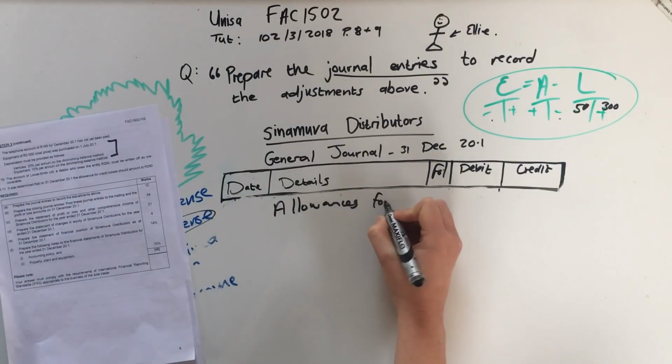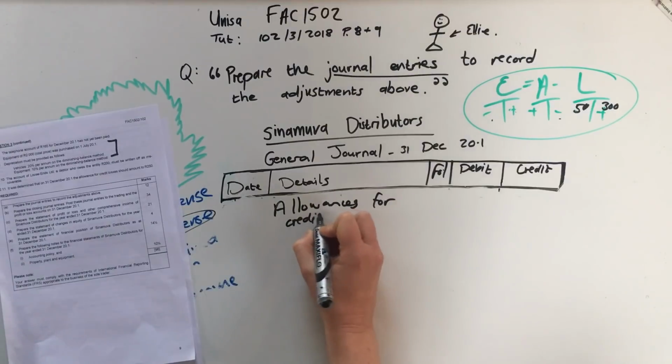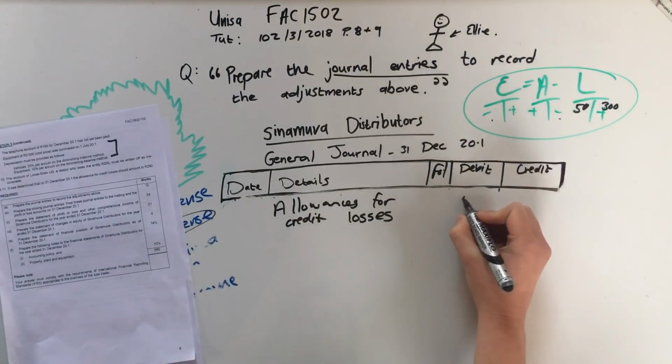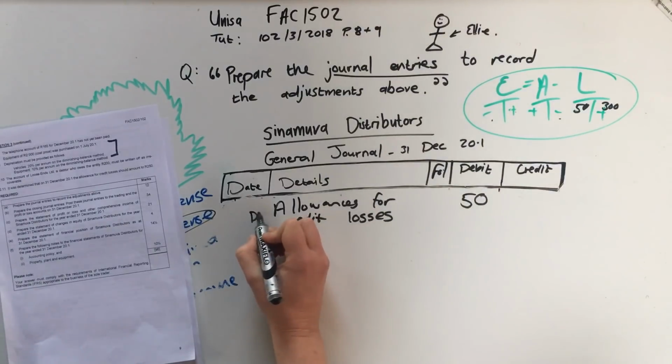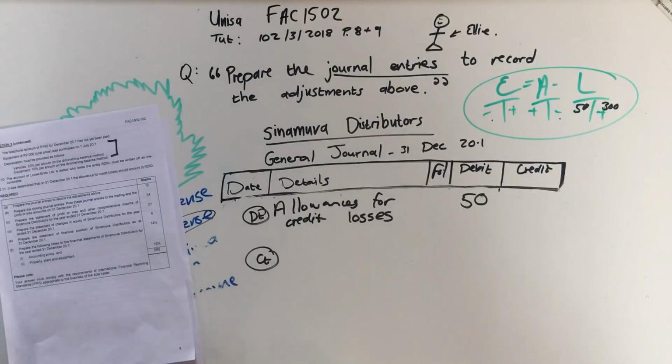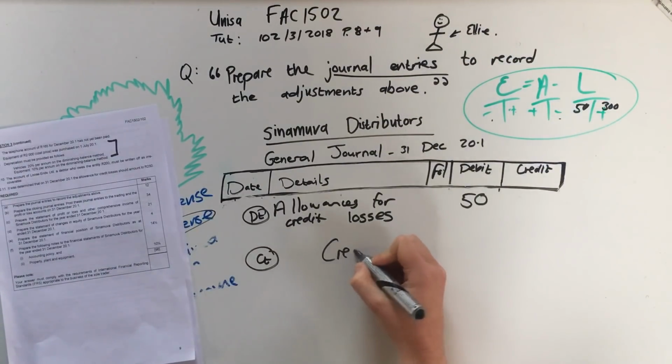Allowances for credit losses, 50. Okay, that's the debit account. And then the credit account is that other account that we just used to write stuff off, credit losses.